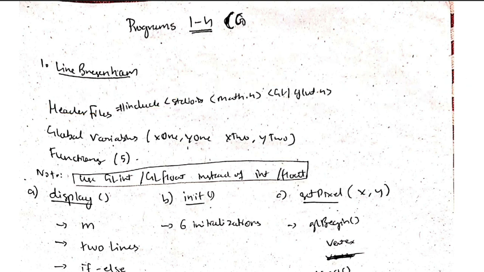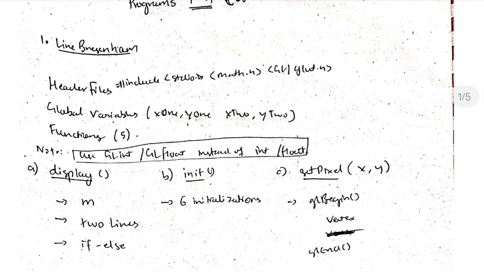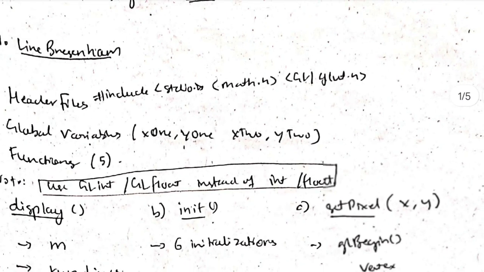Then come the global variables. In every program we have some global variables which are declared at the top that we have to keep in mind. In Line Bresenham's algorithm, what is the main aim? Line Bresenham means we are drawing the line between 2 points, right? Each point will be written as x1 y1, and this is x2 y2. So these are the points which we will be taking as global variables. So 4 global variables will be there: x1, y1 and x2, y2.